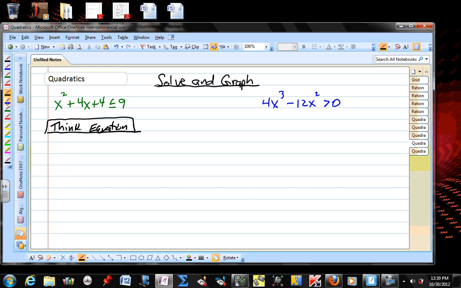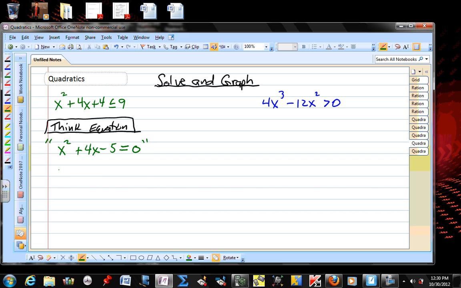Okay, so let's think that this is x squared plus 4x plus 4 equals 9. So what we're going to do first is we're going to subtract 9 from both sides. So we get x squared plus 4x minus 5 is less than or equal to 0. And again, we're thinking equation for now.